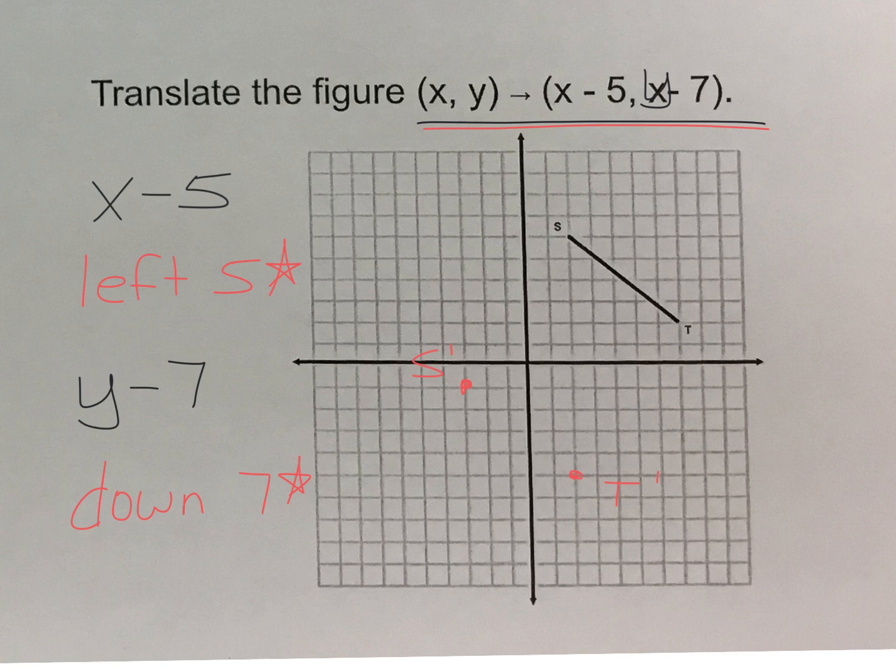What do we name our new points? How do we label them? We called it S prime and T prime. Remember those apostrophes we talked about on Monday? Okay. Now look at the original compared to our new image. What happened? You just moved it. All it did was slide, right? It didn't flip, it didn't rotate, it didn't do anything. Each point moved left 5 and down 7.